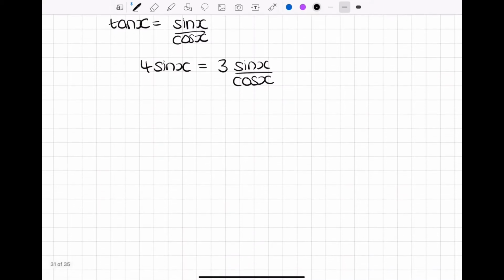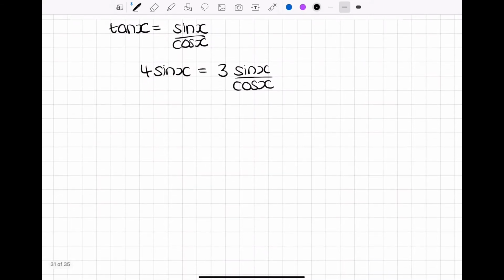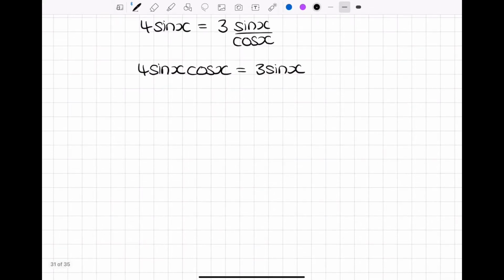If I multiply both sides by cos, we'll rearrange it a little bit, play around with it, see if we can get something nice out of it. We get 4 sin x cos x equals 3 sin x, and then how I like to just put everything on the same side, we have 4 sin x cos x minus 3 sin x is equal to 0. So if we can factorise this, then we have our solutions to start with.